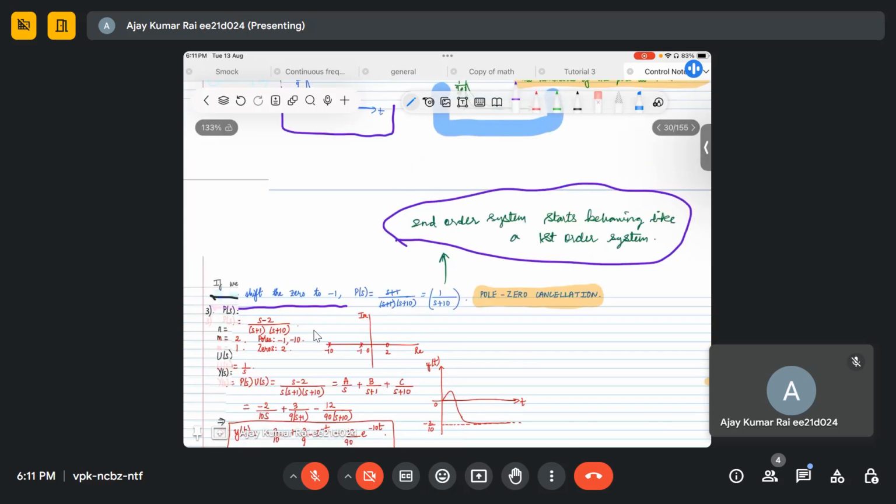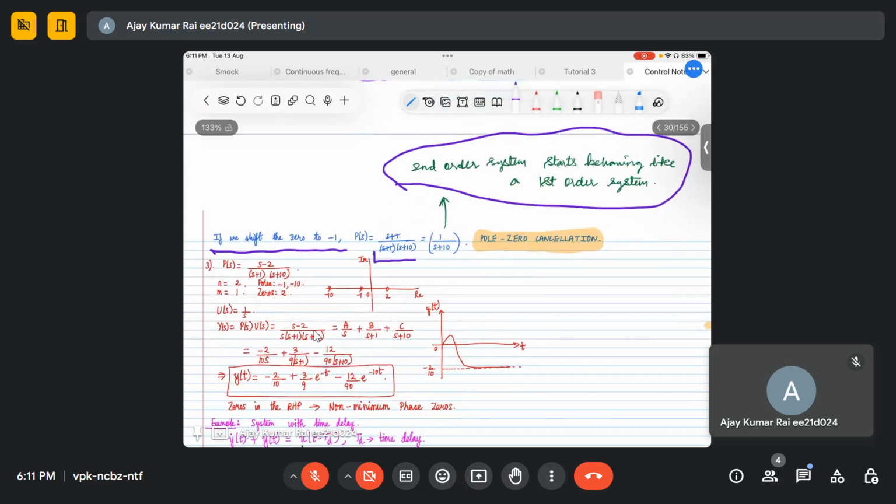Initially you can see it was a second order system, s plus 1 into s plus 10. The plant transfer function is supposed to be a second order system, but due to this pole zero cancellation, what is remaining in the transfer function is 1 by s plus 10, only a single pole. So it behaves like a first order system. This is the effect of pole zero cancellation.